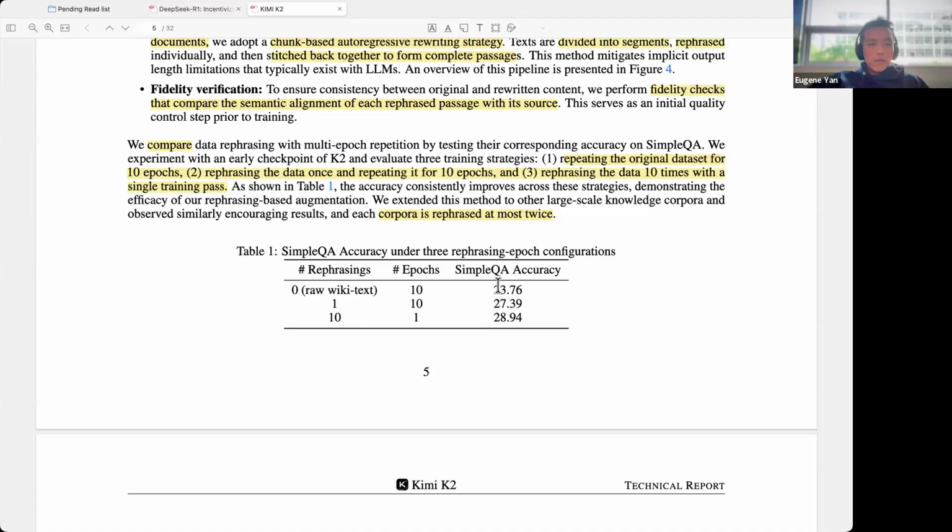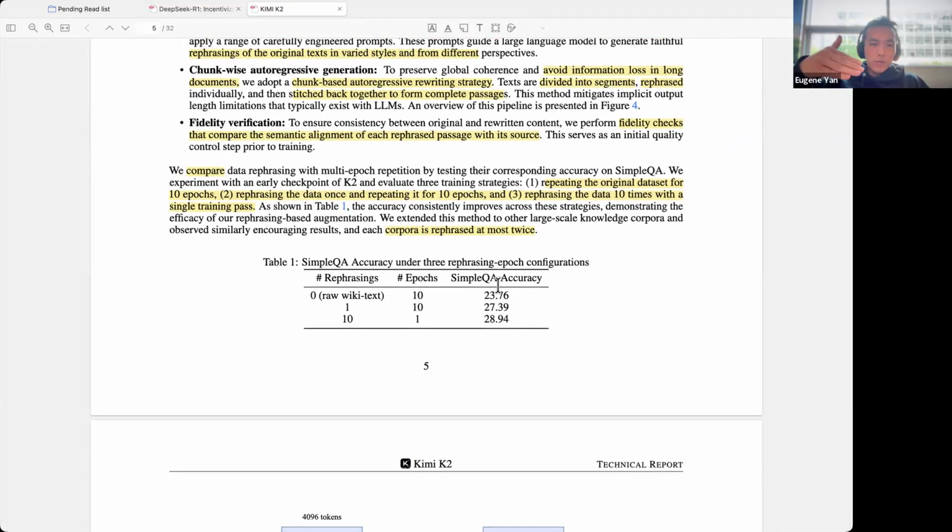Am I reading this right, Eugene? The first row and second row are each 10 epochs, but the difference is that the second row actually does data cleanup by rephrasing it. It's not data cleanup, it's data augmentation. I think they keep both the original data and the rephrased data. Oh, I see. So they keep both. Okay, I was reading it wrong. I thought the first one was raw, 10 epochs, and the second one is only rephrased, 10 epochs. You could be right here.